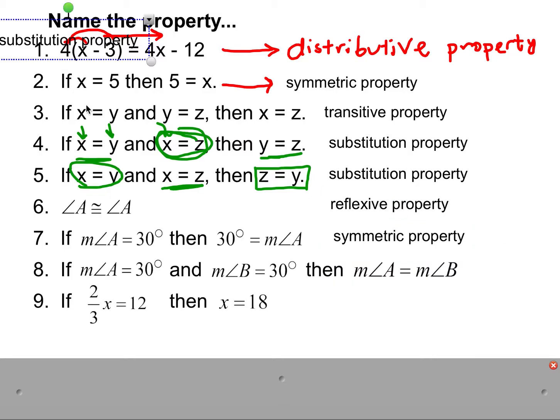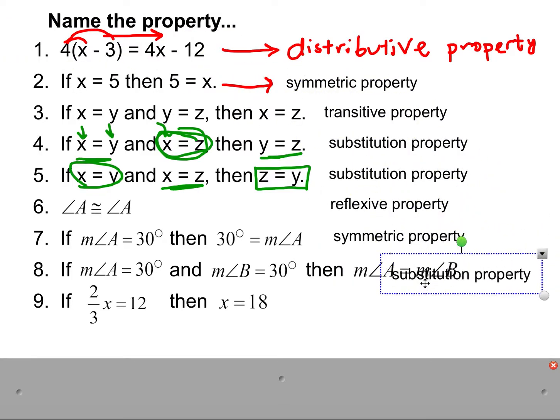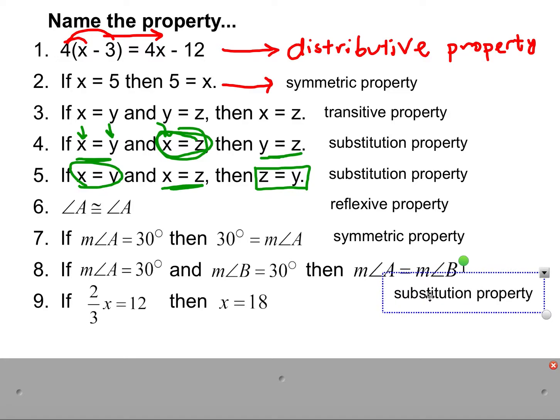For the next one, I'm going to write it down here. If the measure of angle A equals 30 and the measure of angle B equals 30, then the measure of angle A equals the measure of angle B. Now, look closely. Is that transitive or substitution? Let's look at this statement. Here's the transitive property. Let's see if it's the same or different as this. This says if x equals y and y equals z, then x equals z.